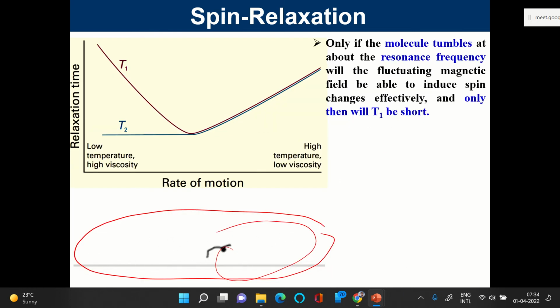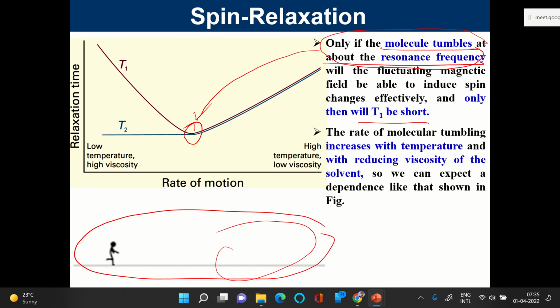So what we are talking about is that at this point the tumbling happens at around the resonant frequency. This is the situation we are encountering at this particular point, and the magnetic field fluctuates. The frequency of fluctuation of the magnetic field in that case would be able to induce the spin changes effectively, and T1 will be short. So that's what you can correlate.